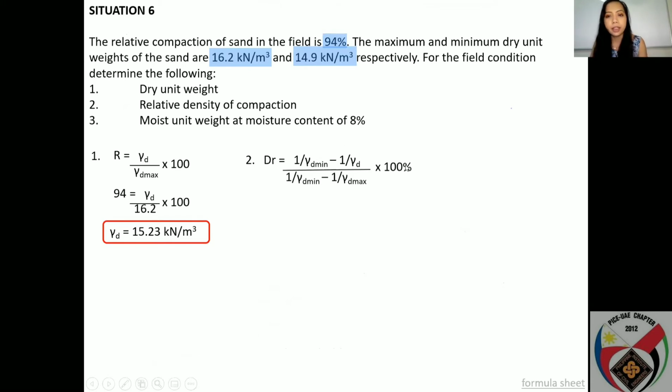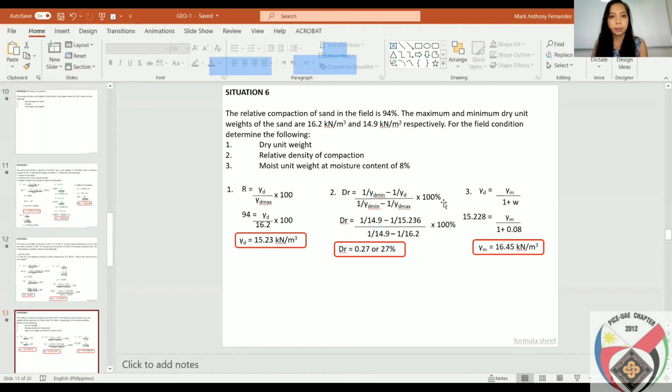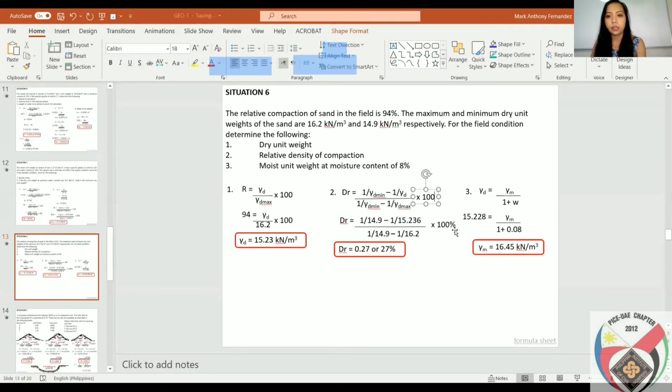I will be correcting this. This should be 100 lang. Okay, class? So, ipa-plug in ko siya. Dr is equal to 1 over 14.9 minus 1 over 15.23, all over 1 over 14.9 minus 1 over 16.2. Solving for Dr, I have 0.27 or 27%. Correct ko na siya ngayon para tama na yung sa susunod.